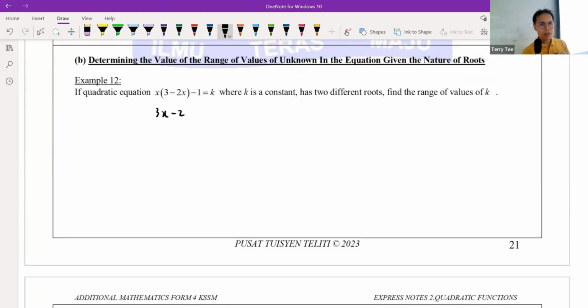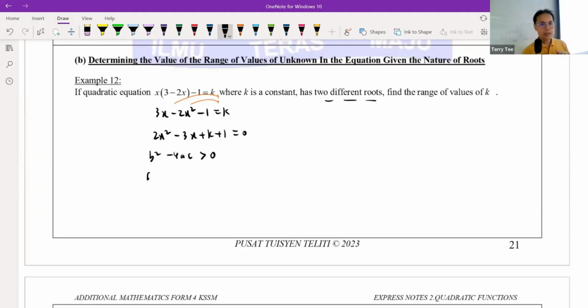3x minus 2x squared minus 1 equals k. Rearrange to the right hand side, bring over. This is positive, guys. I'm bringing this to the right, bringing this to the right. So 2x squared minus 3x plus k plus 1 equals to 0. So your b squared minus 4ac is now, they have two different roots, right? Two different roots means more than 0.